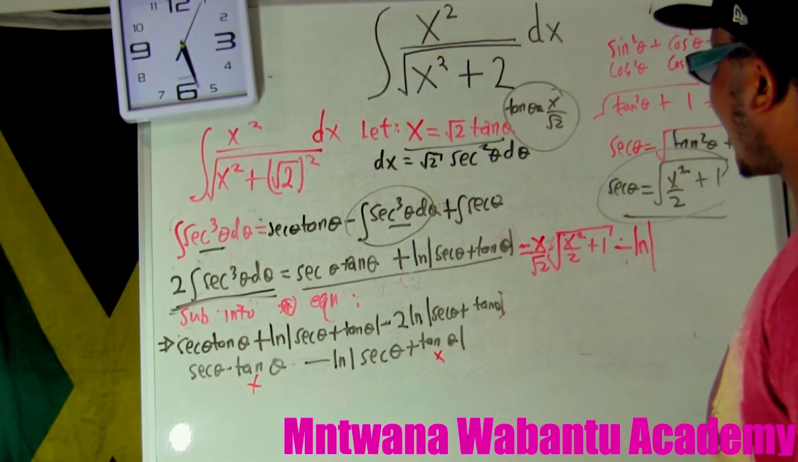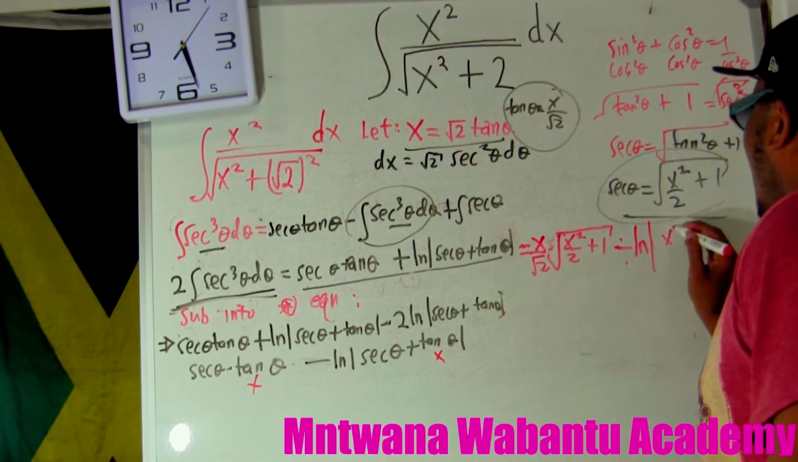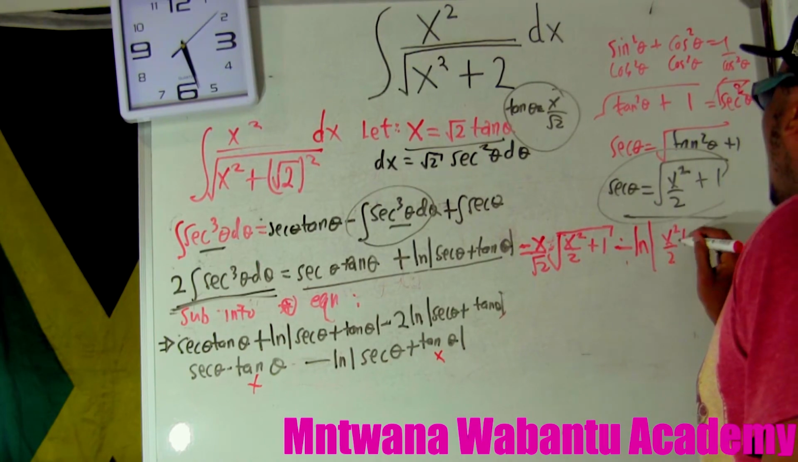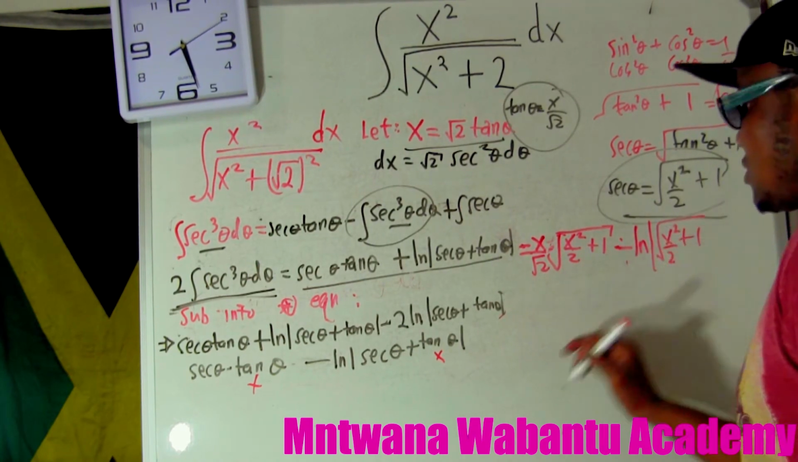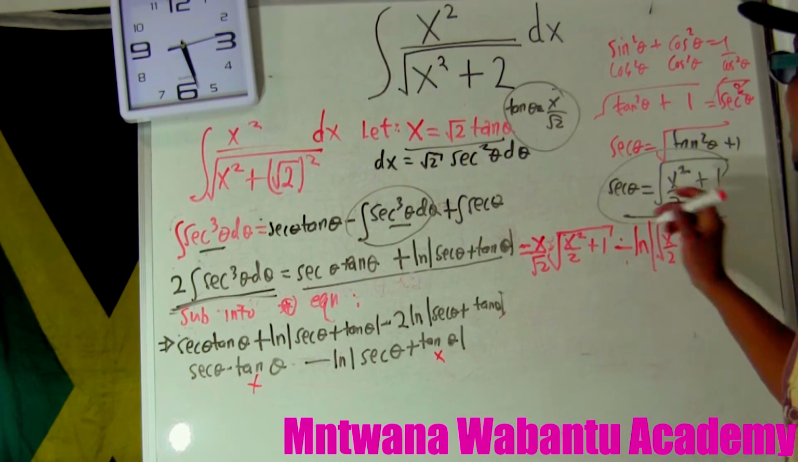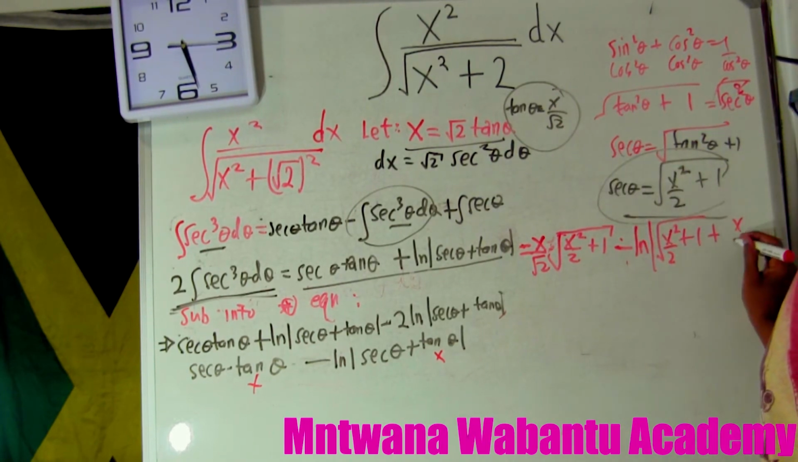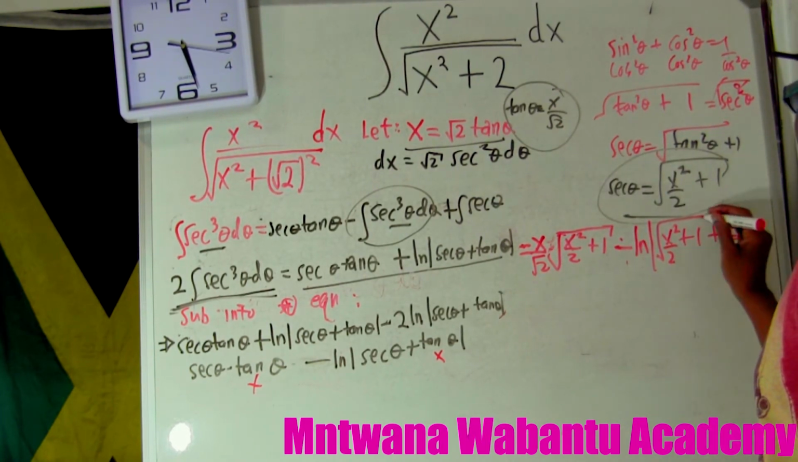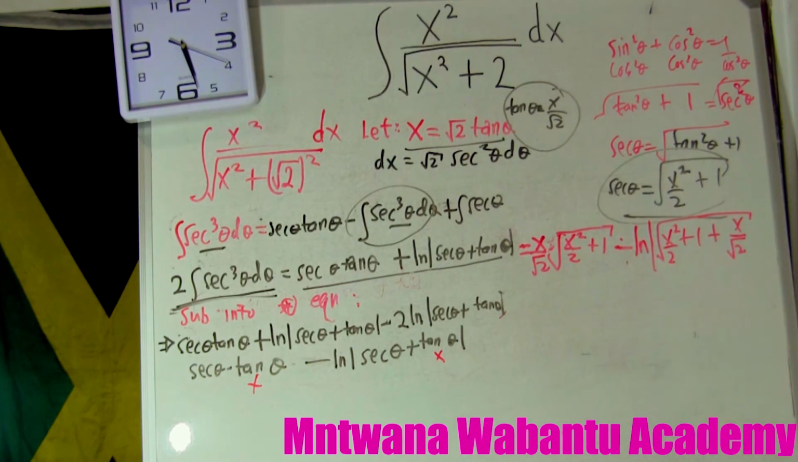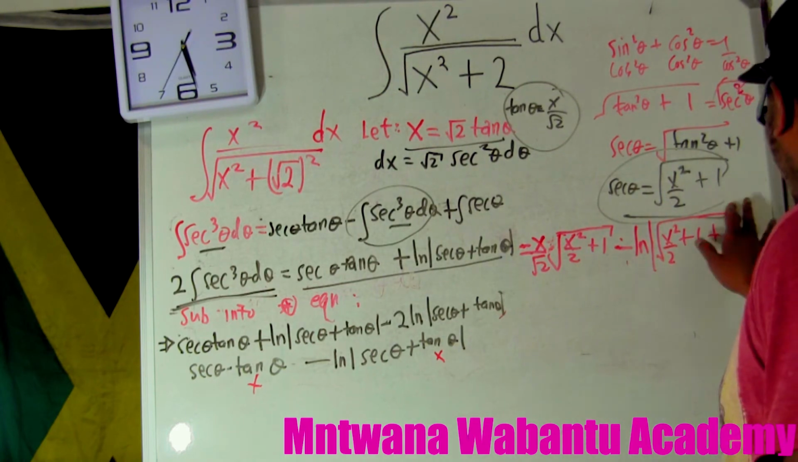Now we go ln, absolute value of sec x plus tan x. What is the sec of x? This one here: the square root of x squared over 2 plus 1, plus tan. What is your tan? Tan equal to x over square root of 2. See what I'm saying? And then, that's all. If I want, let me see if I can put them together in any way. No, that's all. So that's what you can do for now. Or you can say, hold on.